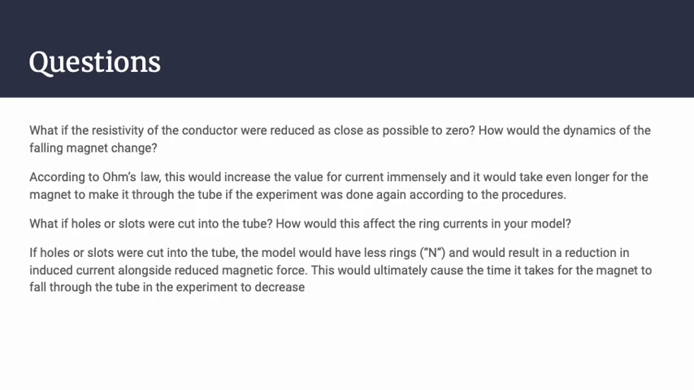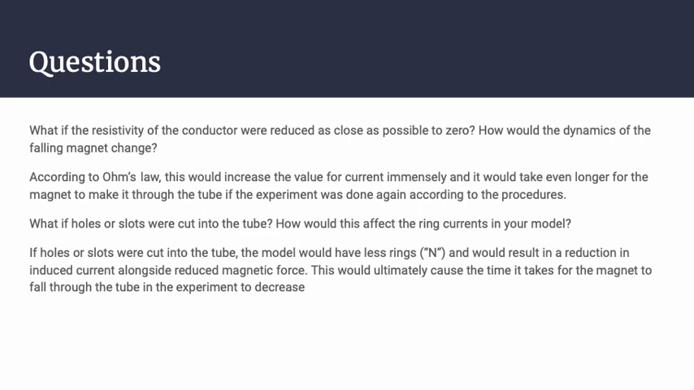Some of the questions. What if the resistivity of the conductor were reduced as close as possible to 0? How would the dynamics of the falling magnet change? So, according to Ohm's law, this would increase the value for current immensely, and it would take even longer for the magnet to make it through the tube if the experiment was done again according to the procedures.